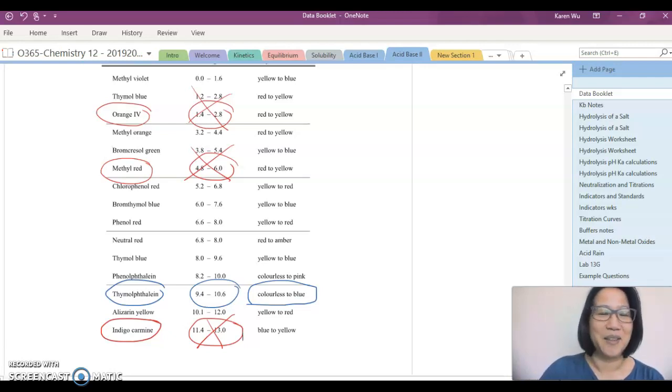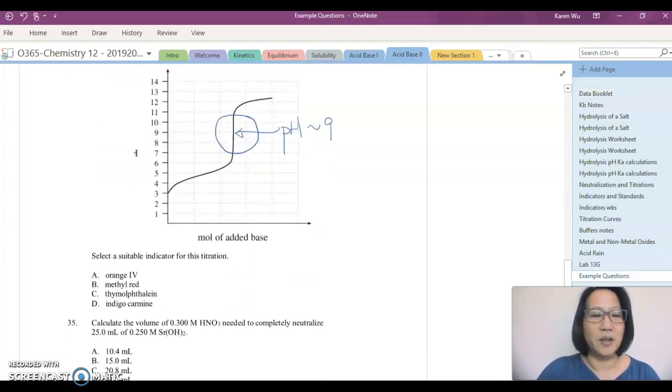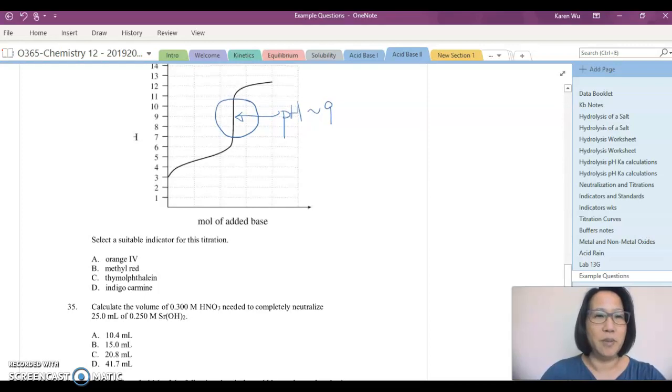Finally found my methyl red. Nope, that's not going to do it. The only choice that would fit here in this particular case would be the thymolphthalein, with its transition point in that 9-ish pH range. So that matches up to the equivalence point of that particular titration curve. And so here our answer would be C, right? Thymolphthalein. Okay.